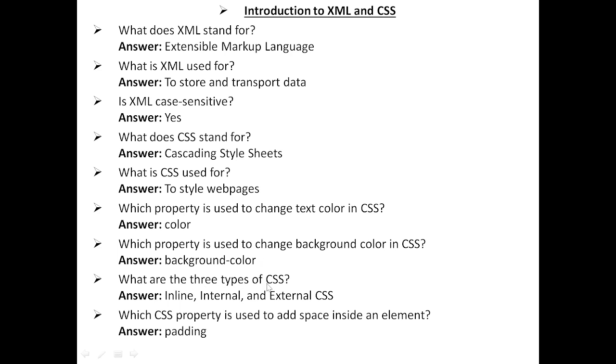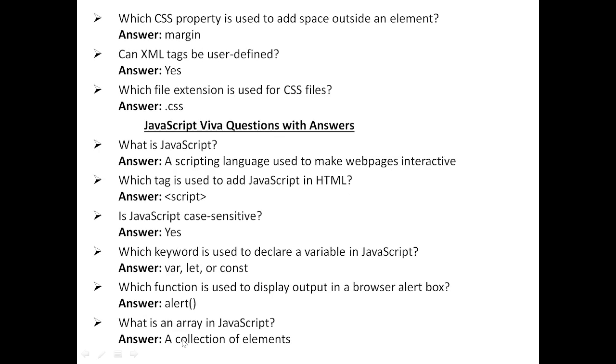What are the three types of CSS? That is inline, internal and external CSS. Which CSS property is used to add space inside an element? That is padding. Which CSS property is used to add space outside an element? Inside an element is padding, outside an element is called margin.